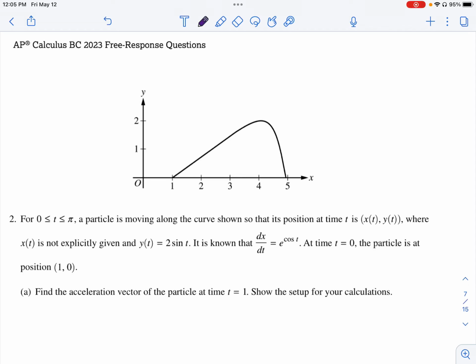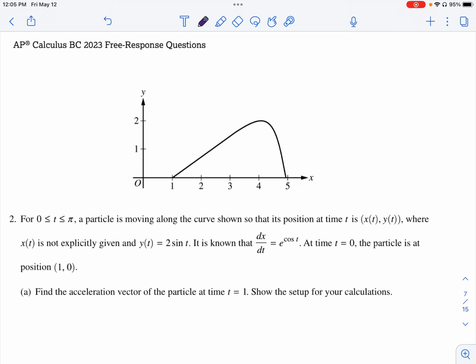Okay, question 2 of the 2023 AP Calculus BC exam, the free response questions. Again, this is the calculator portion, so have your graphing calculator with you as we go through these questions. And we've got a parametric motion question.